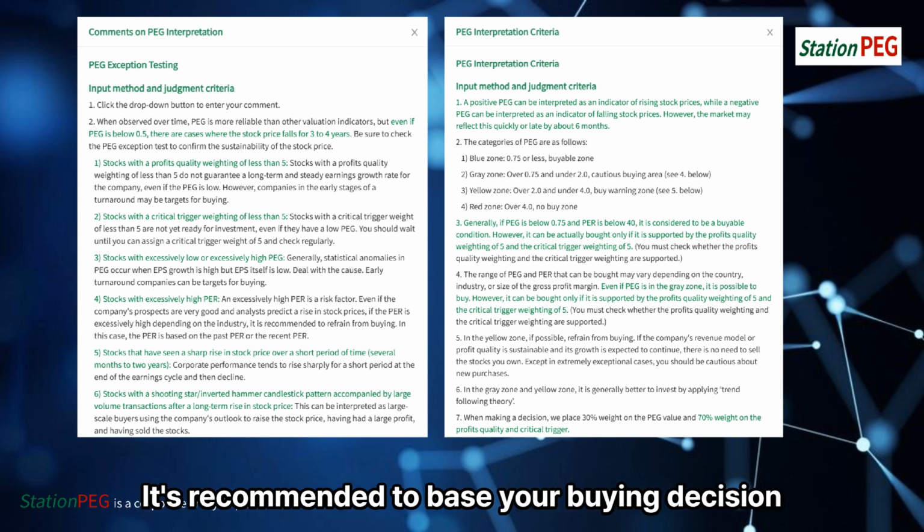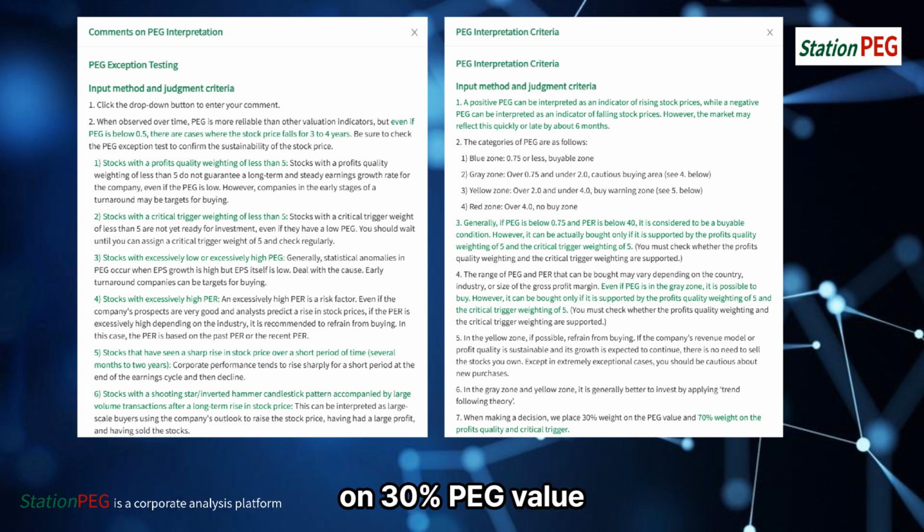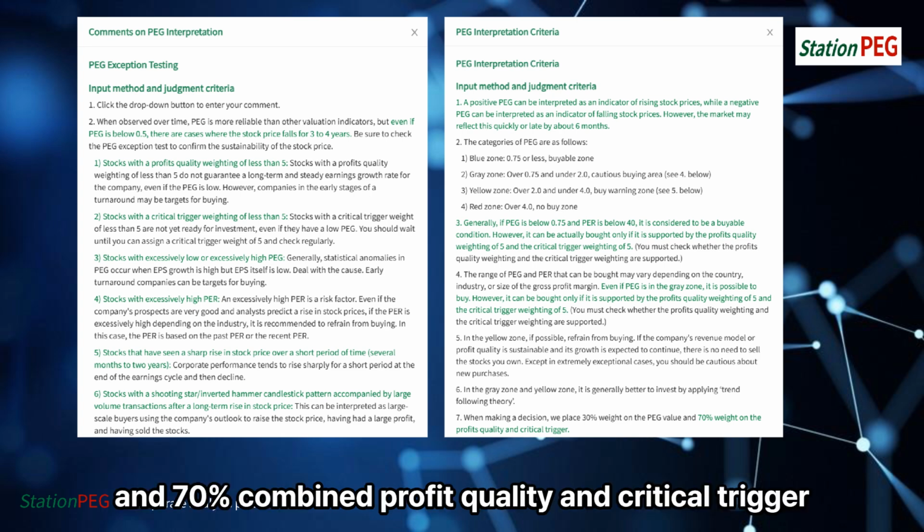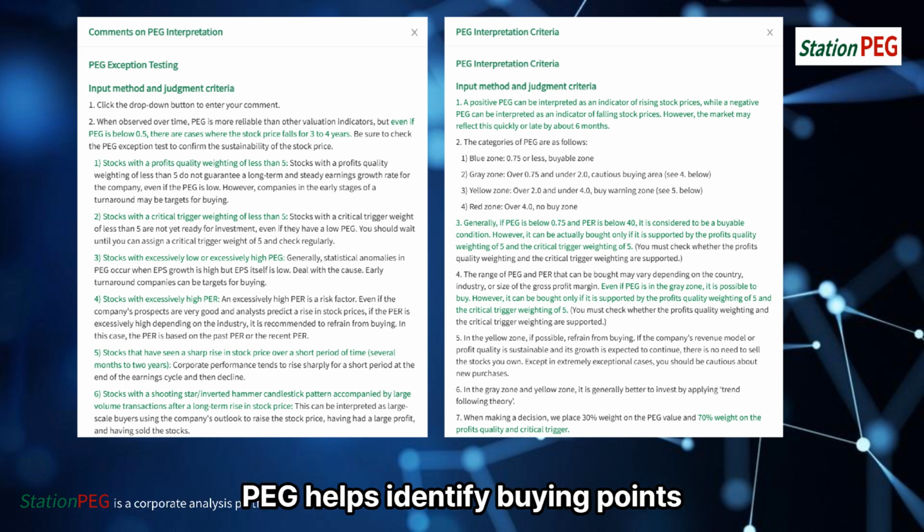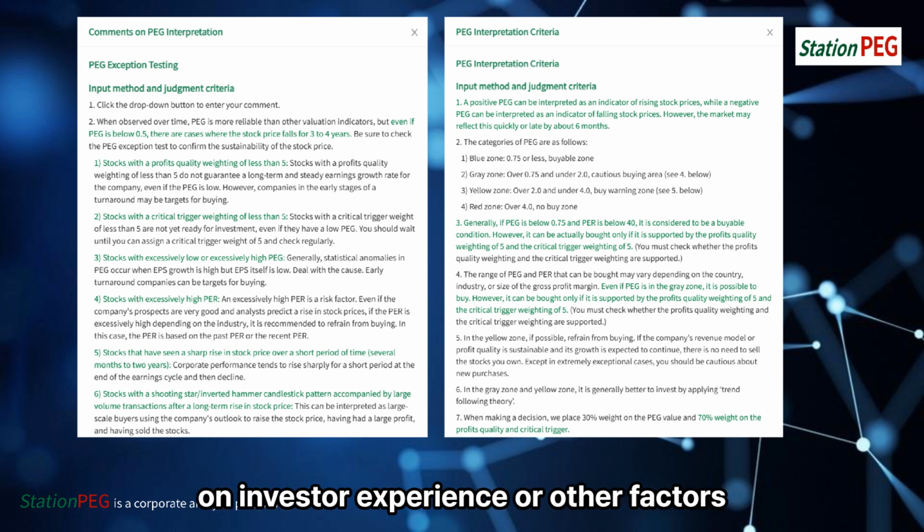It's recommended to base your buying decision on 30% PEG value and 70% combined profit quality and critical trigger. PEG helps identify buying points, but does not signal when to sell. Selling decisions depend on investor experience or other factors.